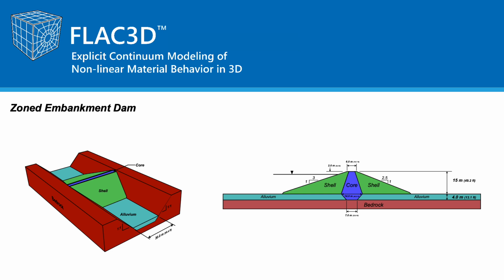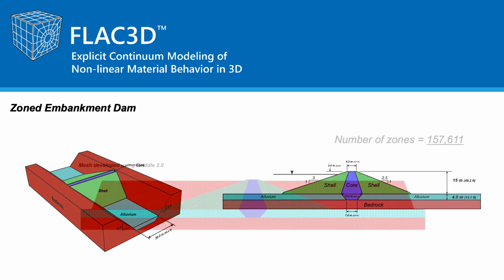The problem analyzed is that of a zoned embankment dam 50 meters in height with a 3:1 upstream slope and a 2.5:1 downstream slope. The reservoir level to be modeled is 2 meters below the crest. The pervious cohesive core extends down to the bedrock, where the shells are underlain by a 4-meter layer of cohesionless alluvium. The alluvium width at the surface is 30 meters. The rock abutment rises from the canyon base at a 1:1 slope.